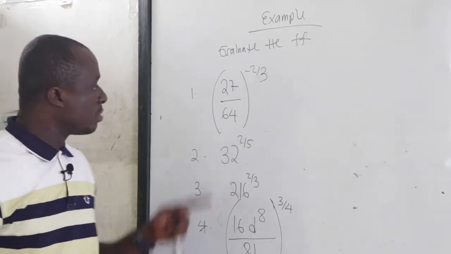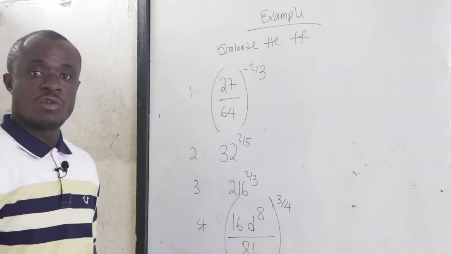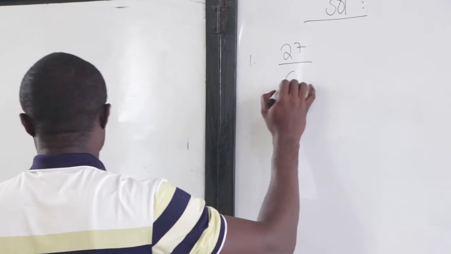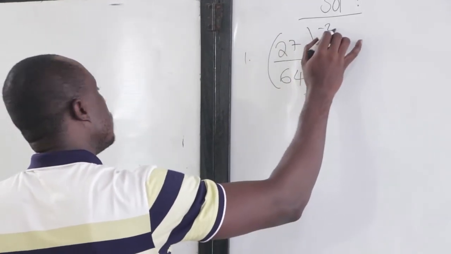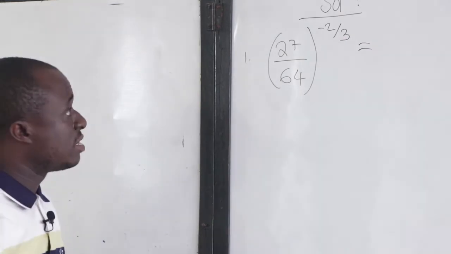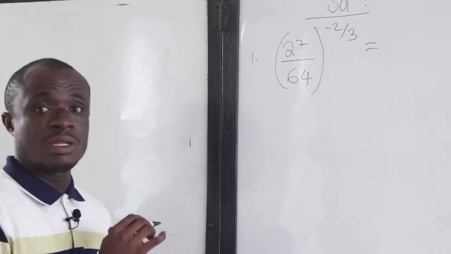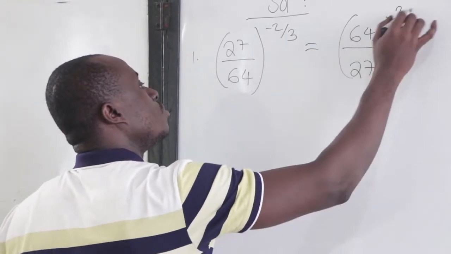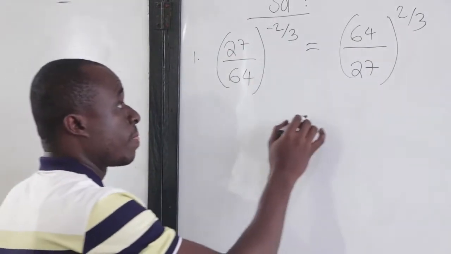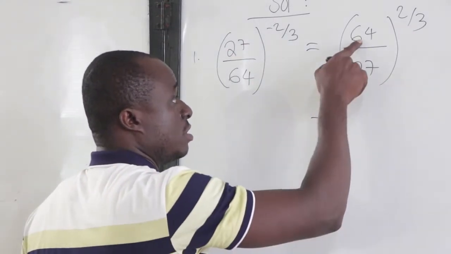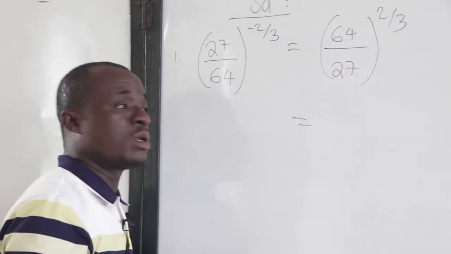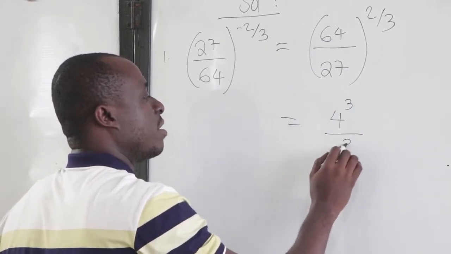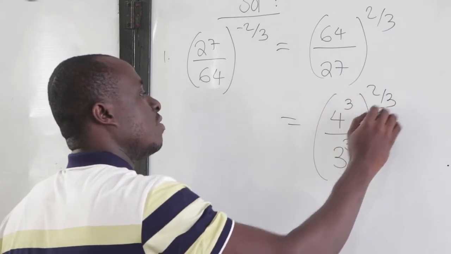Now let's see this example. That's 27 over 64 to the power negative 2 over 3. This is a past question. So let's see, we have 27 over 64 all to the power negative 2 over 3. Because of the negative value, we have to reciprocate what is in the bracket. So this will be 64 over 27 and then 2 over 3. So the negative will go away. Now, this is 2 over 3, so we have to change this to a number to the power 3. Change this to a number to the power 3. 4 to the power 3 is the same as 64. 3 to the power 3 is the same as 27. 2 over 3.